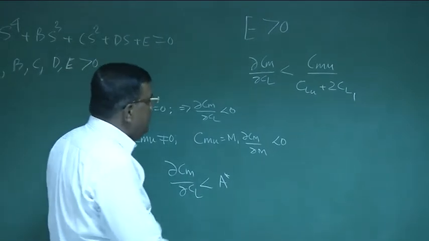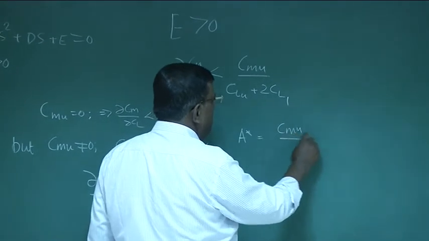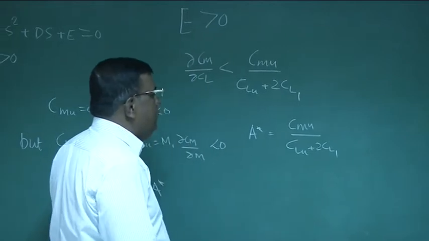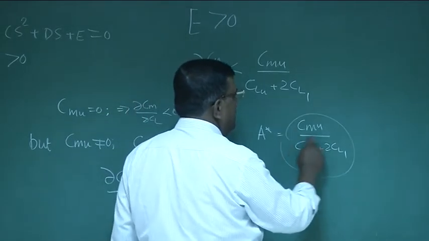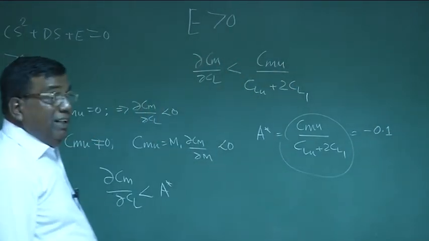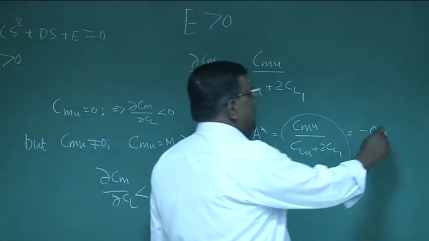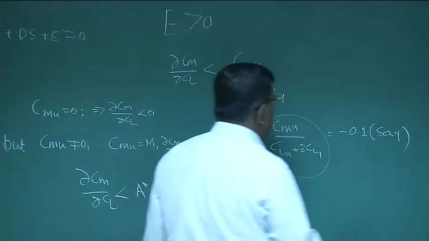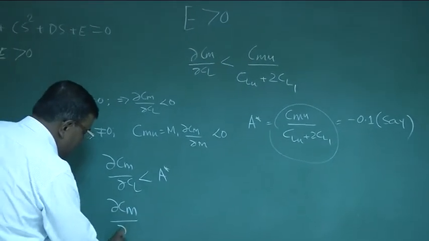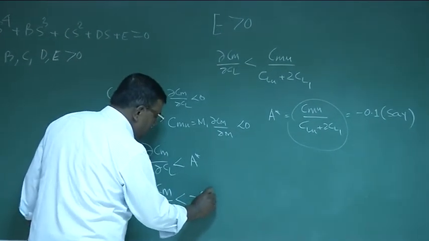But what is A star? A star is nothing but CMU/CLU plus 2CL1. Typically, let's say this value, okay, is equal to, let's say, minus 0.1. CMU is negative, okay? If this is minus 0.1, say, this is an example we are giving to understand this, that means the condition is not just dCm/dCl less than 0. The condition is dCm/dCl, yes, indeed less than 0, but it should be less than minus 0.1.